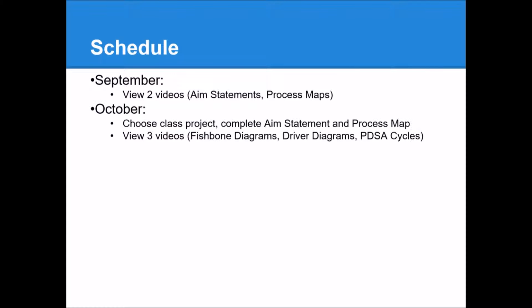Let's quickly review the schedule for this class as well as for the class QI projects each class will do again this year. By the end of September, you should view the first 2 videos in this series. By the end of October, your class should choose a project and you should complete an aim statement and a process map for that project. You should also view the next 3 videos in the series by the end of October.